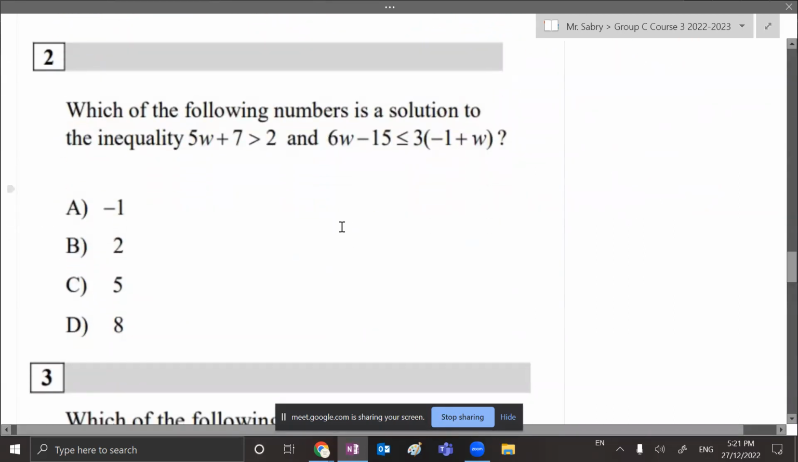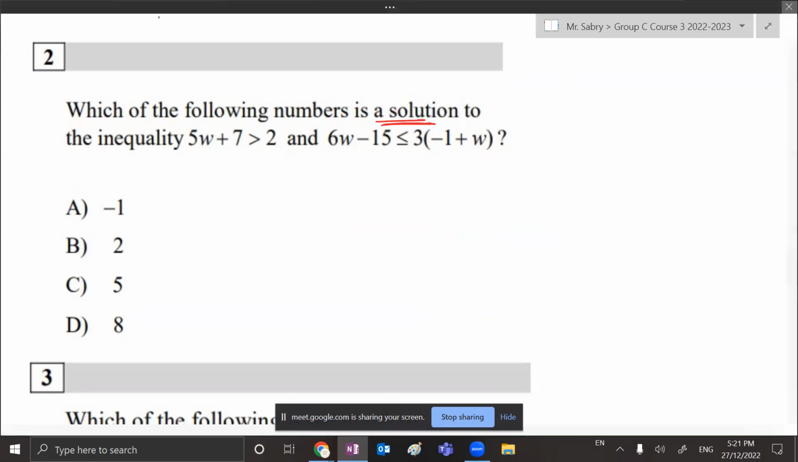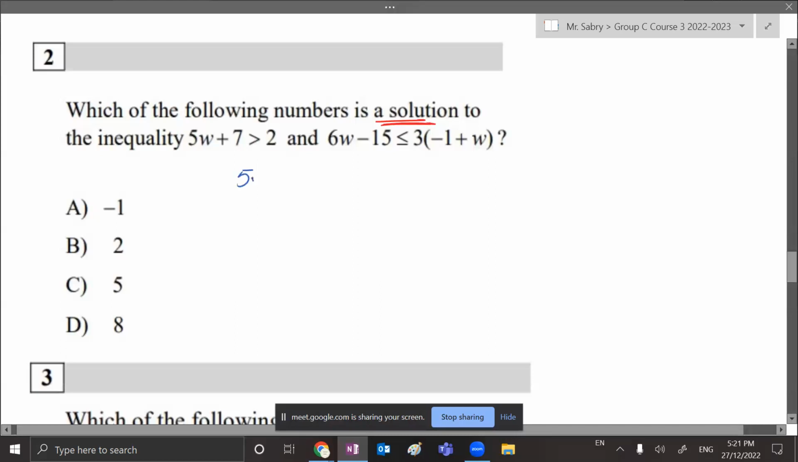Most welcome. Here's another compound one, but here they're asking for a solution. So I'll solve the first one. Here's 5w plus 7 bigger than 2. I'll move the 7 to the other side. I'll have 5w bigger than 2 minus 7, which is negative 5. I'll then move the 5 to the other side by division. So I'll have w bigger than negative 5 divided by 5, which means w is bigger than negative 1.